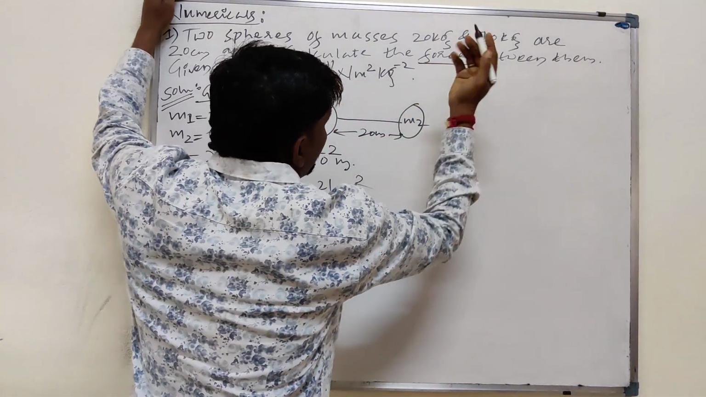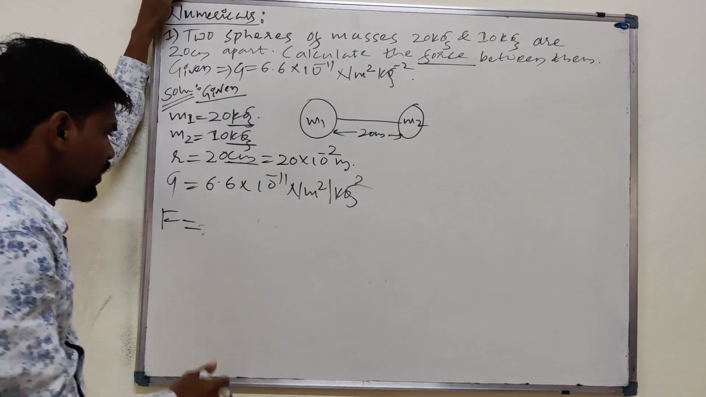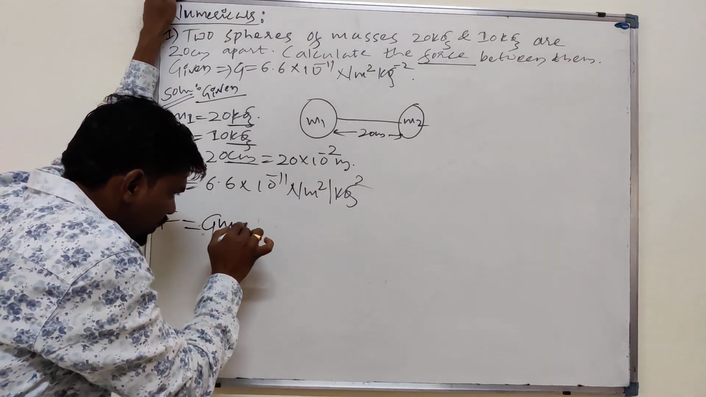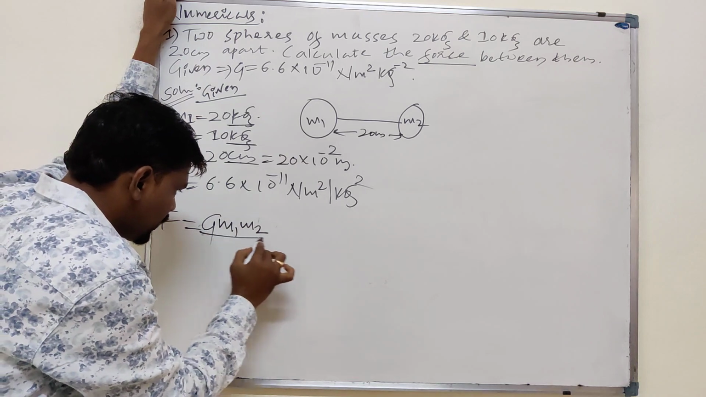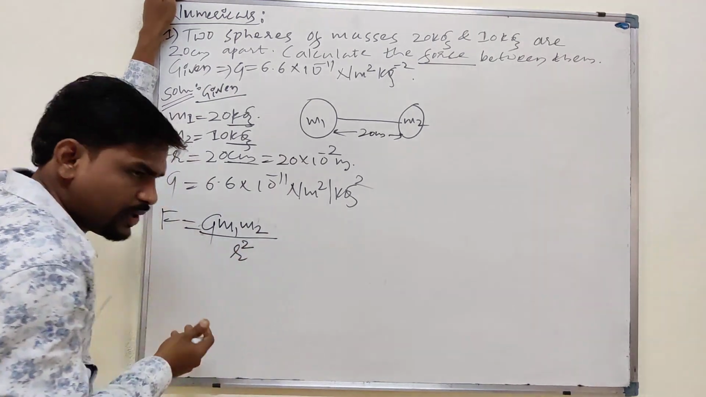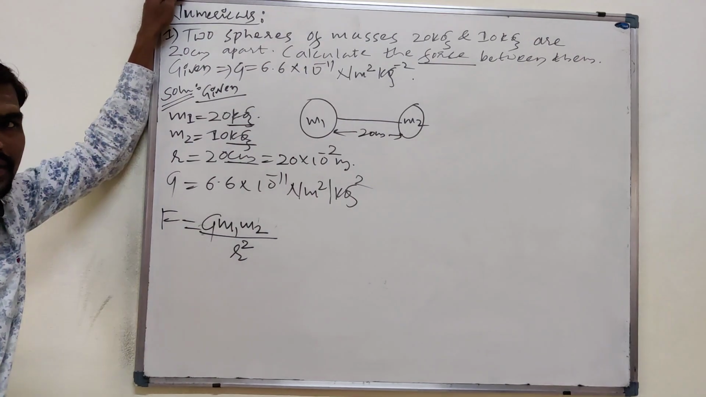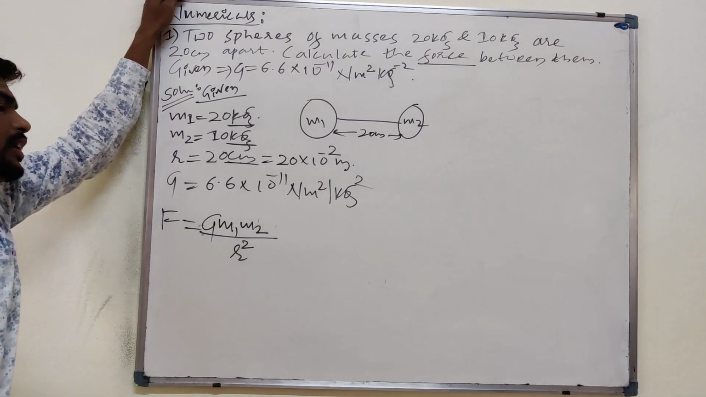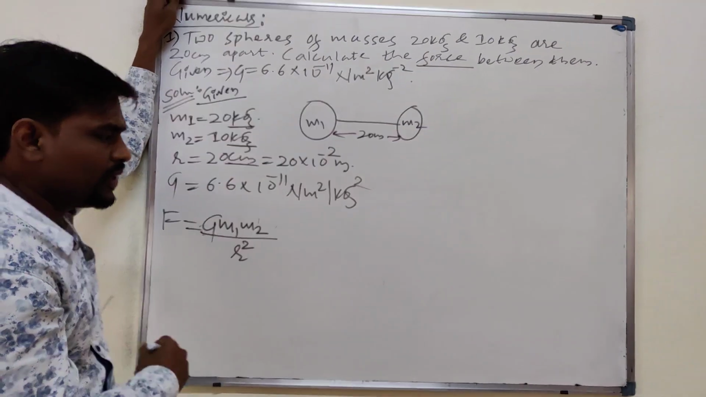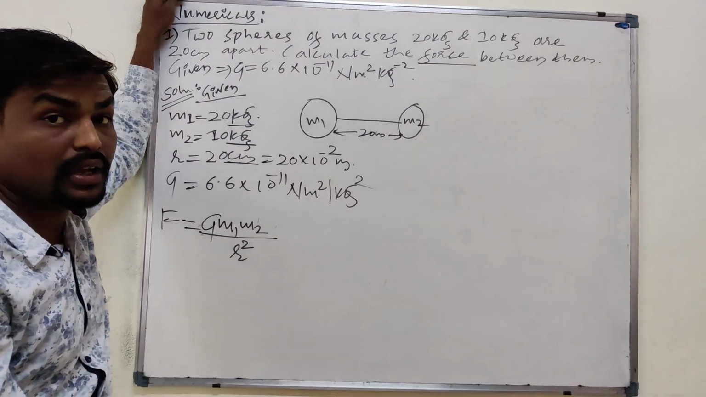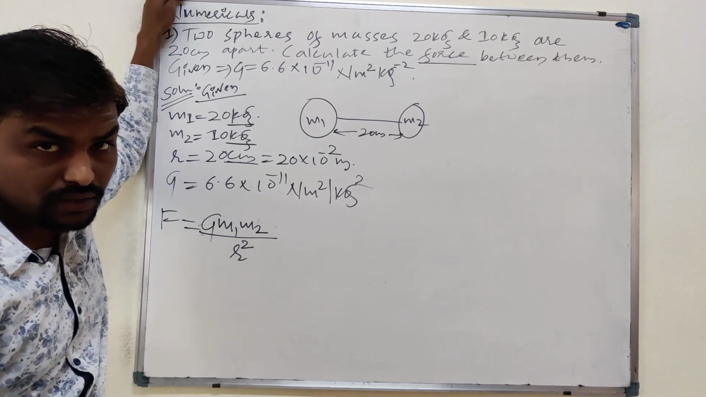So then, force F is equal to G M1 M2 divided by r square. I think you know that formula. M1, M2, clear?